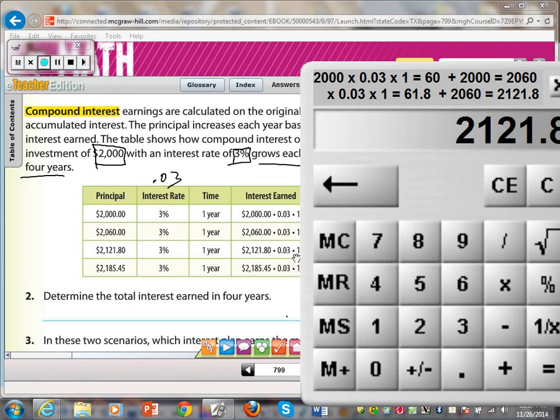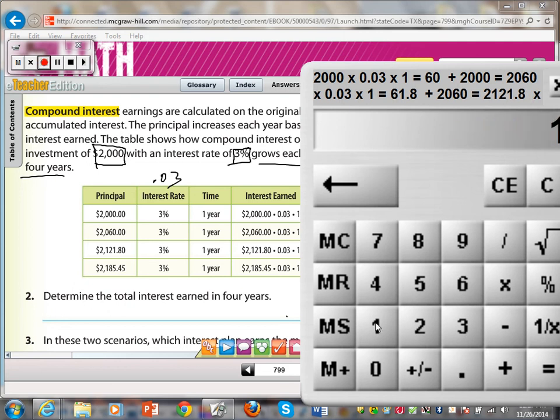So now you take that number, multiply it times 0.03 times 1 again. That gives you your new interest. Since this is a 4, we have to round this to 63.65. Now this plus your old balance. So we're going to add this to 2,121 with 80 cents. And there's our new balance: 2,185 and 45 cents. Okay?